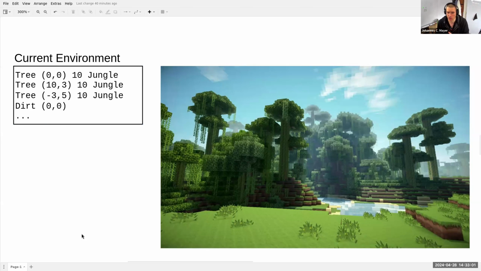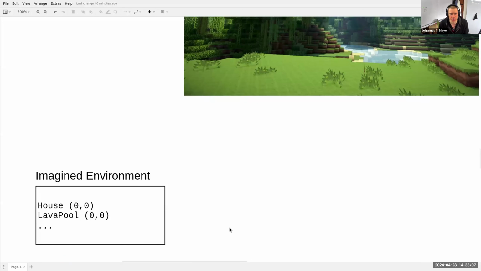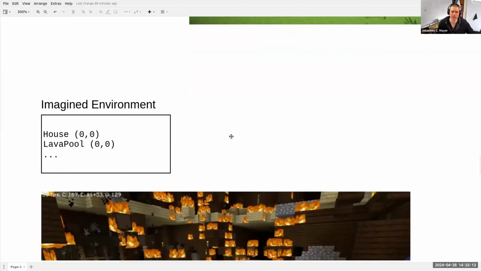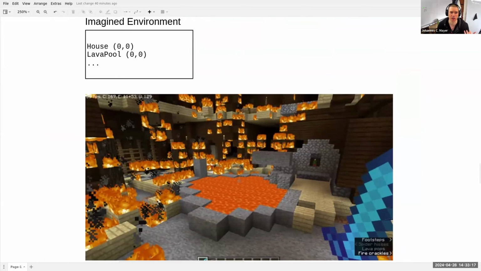But that's not the only thing we can do. This kind of architecture also makes it really easy for the agent to imagine things. For example, if the agent knows, oh, this is my house, and this is a lava pool, then the agent can imagine, what happens if I place a lava pool in my house? Oh, it would burn down my house. That's very bad.